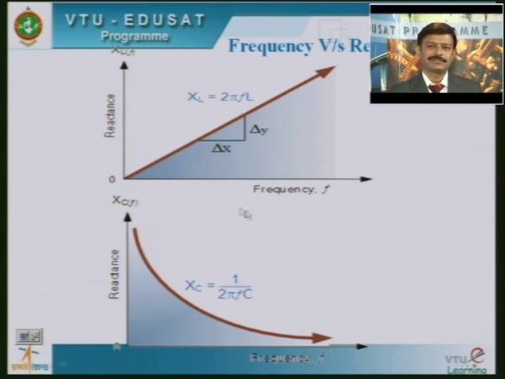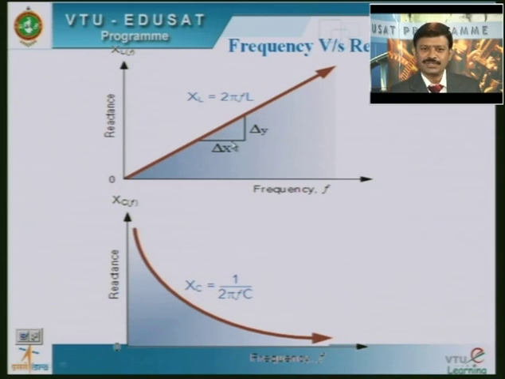Next, coming to the second graph. Here XC, capacitive reactance, is taken on the y-axis, frequency on the x-axis, and the expression for XC is equal to 1 by 2 pi Fc. With respect to the expression, frequency is inversely proportional to capacitive reactance.